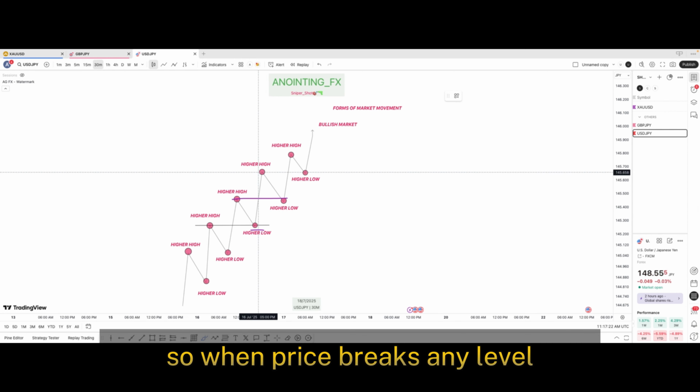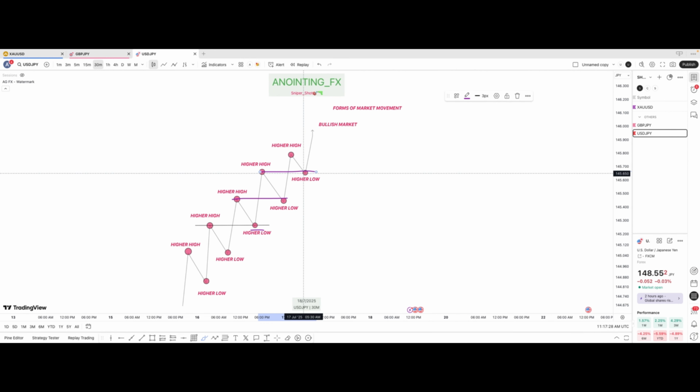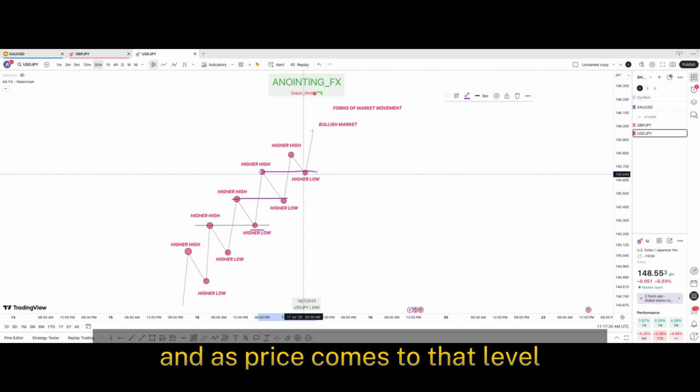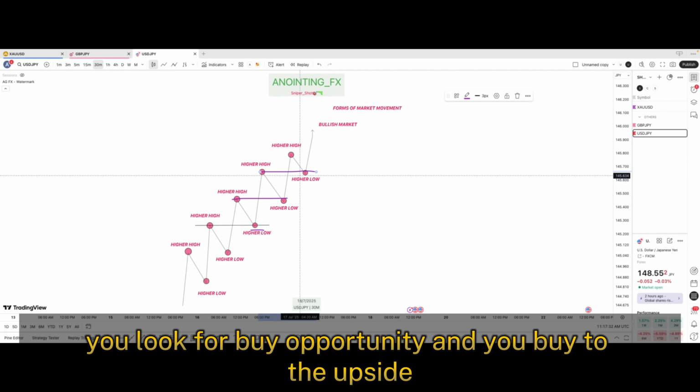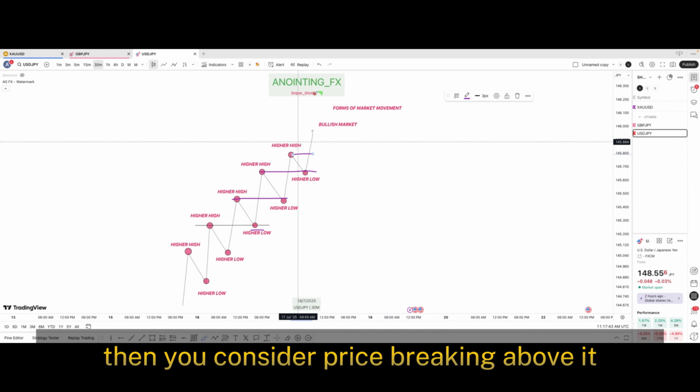So when price breaks any level, you mark that level, and as price comes to that level, you look for a buy opportunity and you buy to the upside, targeting this level as your first take profit. Then you consider price breaking above it.